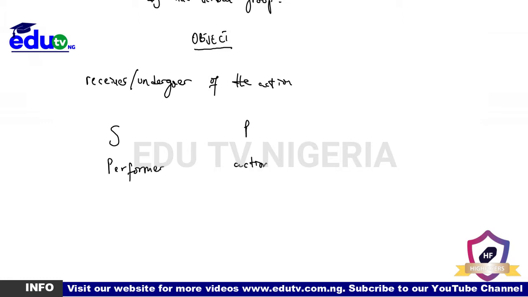While the subject is the performer of the action, the verb or predicator is the action itself that was performed. The object is usually the receiver of the action. It is usually the receiver or the undergoer of the action. Do you get it? So it's as simple as this: subject, performer; predicator, action itself; then object, receiver of the action.